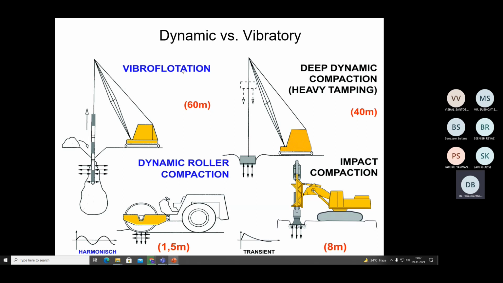So even if you want a greater depth of ground improvement, say up to 60 meters, then we can adopt another technique called vibro flotation. So here, this is the device. This is called a vibro float. This is inserted into the ground, and this probe imparts some kind of dynamic energy in the form of vibration energy to the sides, to the soil.